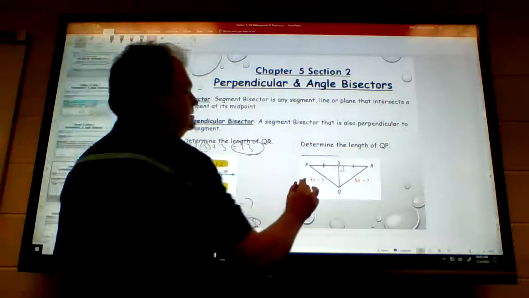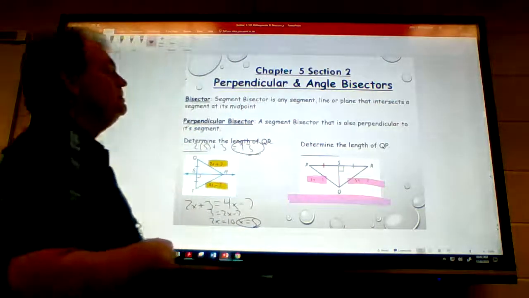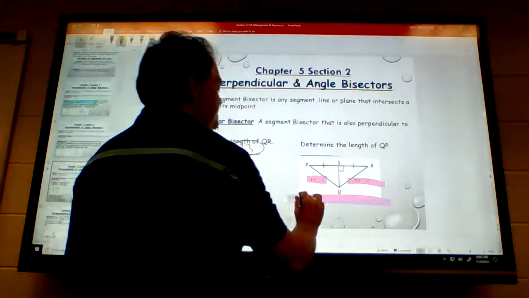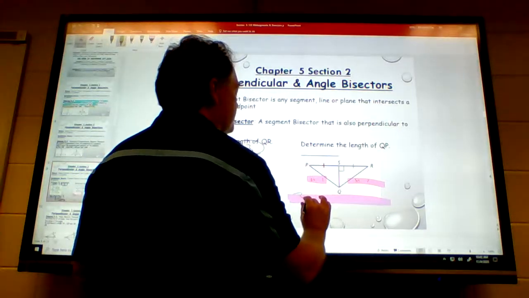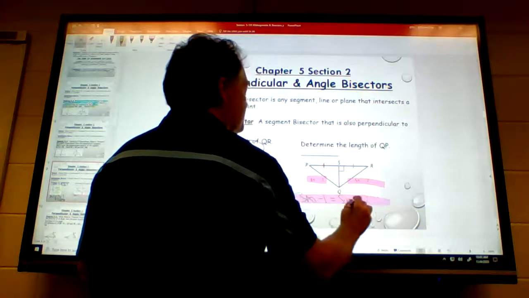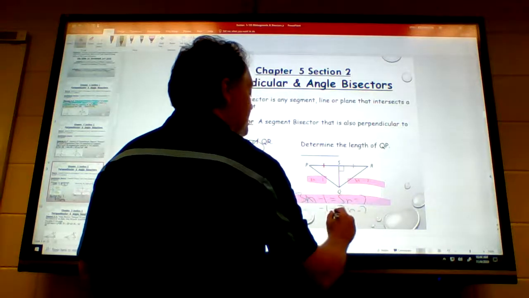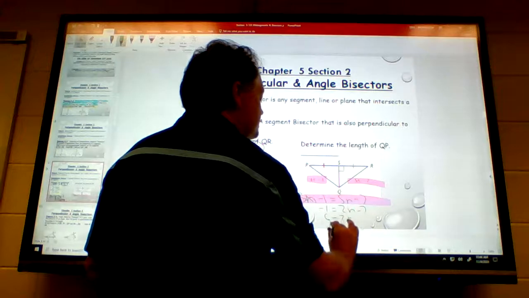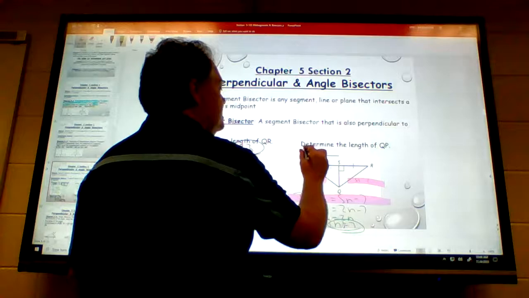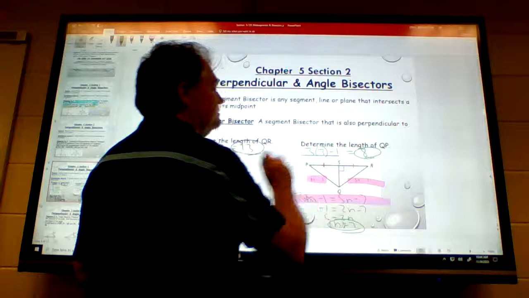I'm going with pink. I don't use that very often, but I can this time. And this time we're looking for the length of QP. So I plug in and I go 3x minus 1, 3n equals 5n minus 7. Move the 3n over, so it's going to be negative 1 equals 2n minus 7. Add 7, you get 6 equals 2n. So n equals 3, but we're looking for QP. So QP is 3 times 3 minus 1, which is 8.